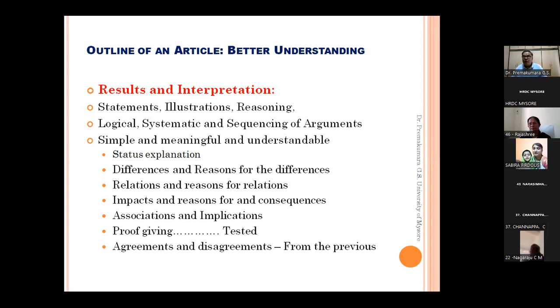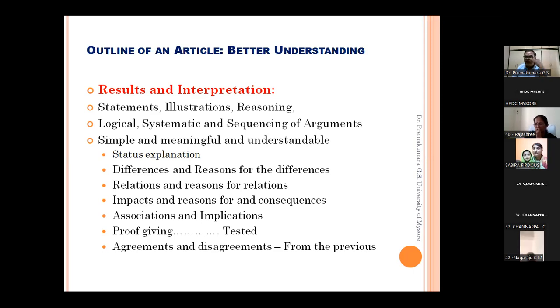So what are the different methods of explanation? One is status explanation. India is a developing country. Status: in India, the per capita income is 1,57,000. The poverty in India is 23%. So you write about the status. And then you write about the difference.